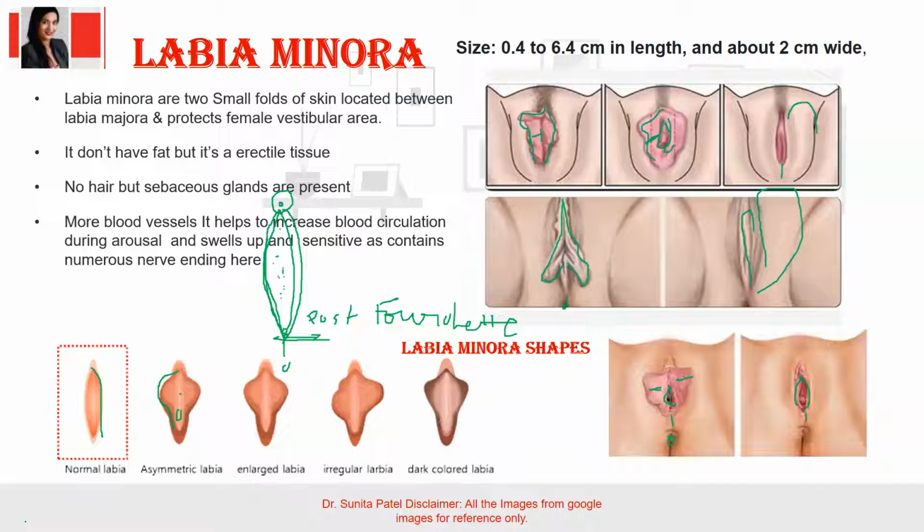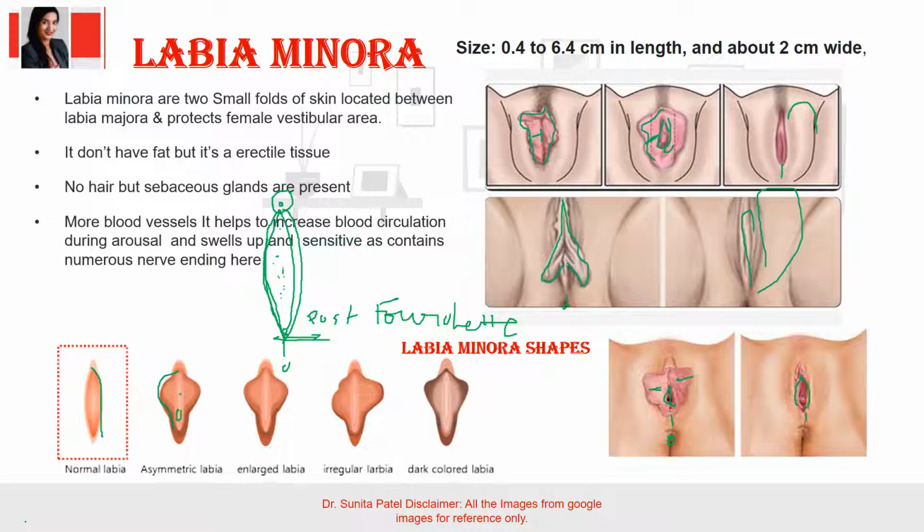Another thing which makes the labia minora very, very sensitive is the nerve endings. A lot of nerve endings from the nerves of our whole body end in this region. So it means they are making it more sensitive to touch.